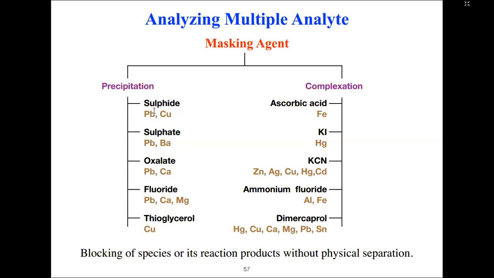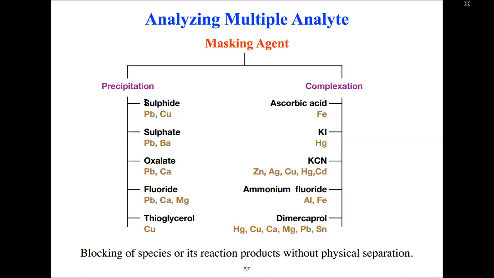Okay, for example, if you want to mask lead and copper, you can use sulfide, like hydrogen sulfide, to form PbS, which will form a precipitate and precipitate out. Now it will no more interfere with our analyte. Similarly, copper will no more interfere with our analyte if we react it with sulfide.